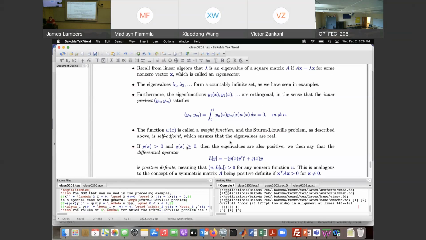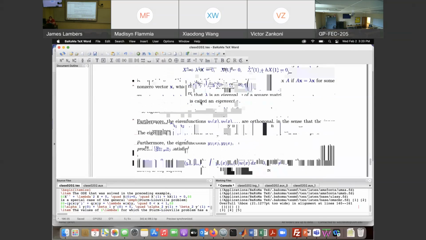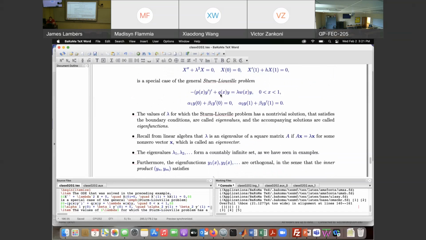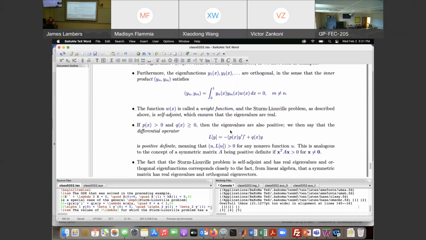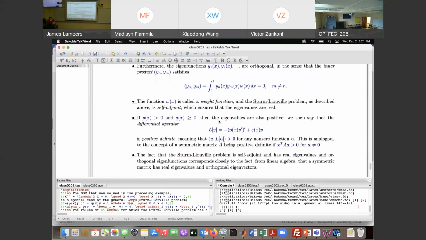It's also known that if this coefficient P is strictly positive, and this other coefficient is at least non-negative and not zero everywhere, then it can be guaranteed that the eigenvalues are not only real, they're actually strictly positive.